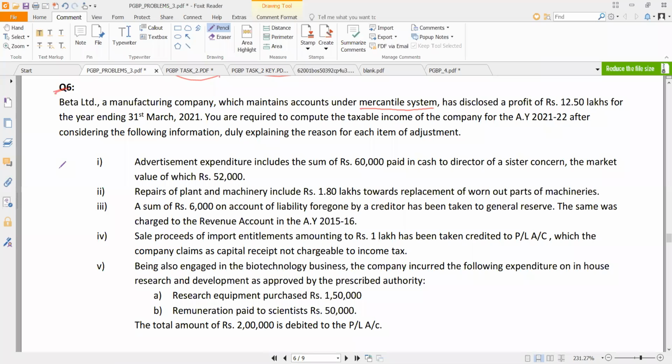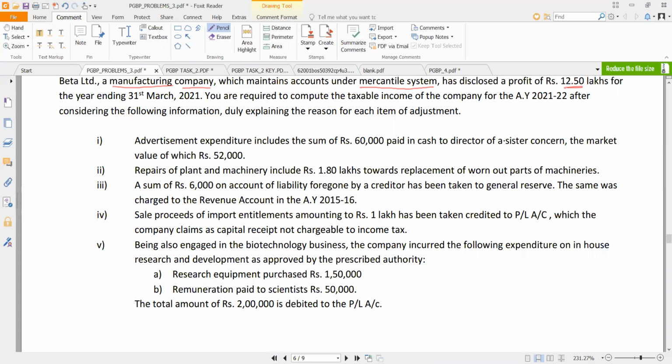which is the normal practice generally used, and the P&L account will show the balance, whatever the profit or loss is. So it's a company and it's a manufacturing company, that is an important word, which disclosed a profit of 12.5 lakhs for the year ending 31st March 21. You're required to compute the taxable income of the company for the assessment year 21-22 after considering the following information, duly explaining the reason for each item of adjustment.